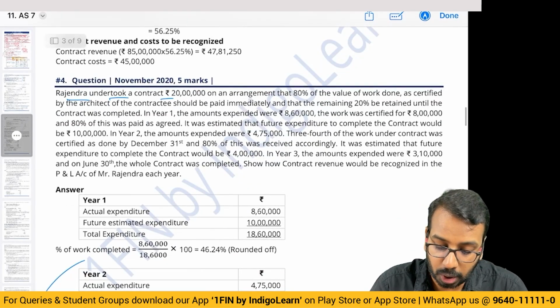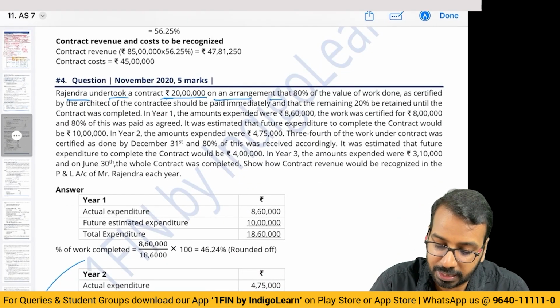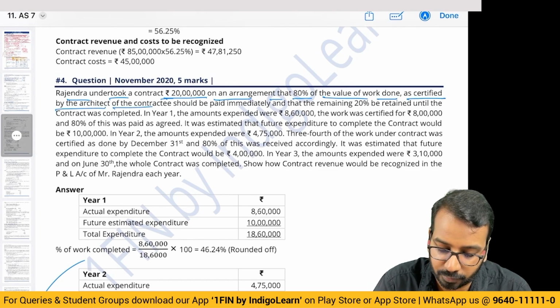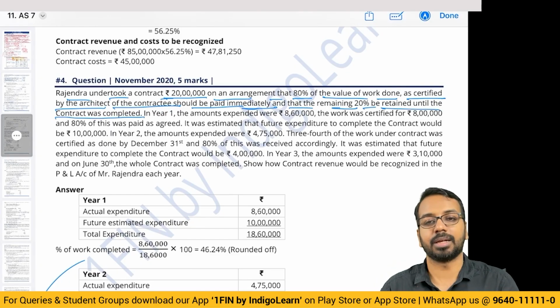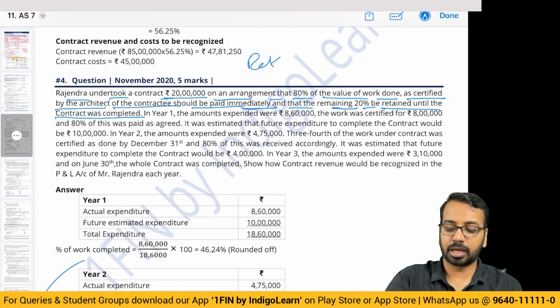Rajendra undertook a contract of 20 lakhs on an arrangement that 80% of the value of work done as certified by the architect of the contractee should be paid immediately and that the remaining 20% be retained until the contract was completed. Now this is basically talking about retention.